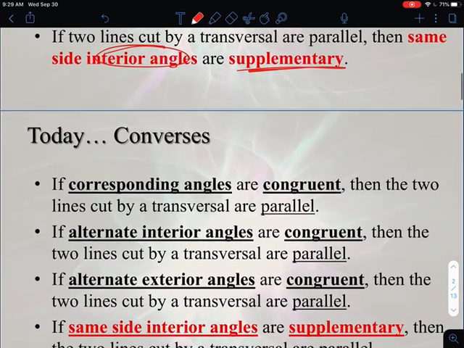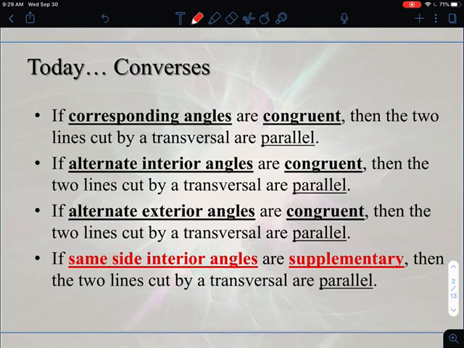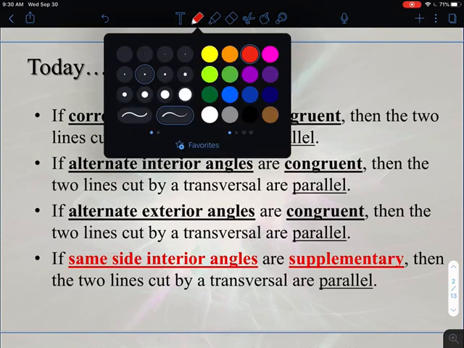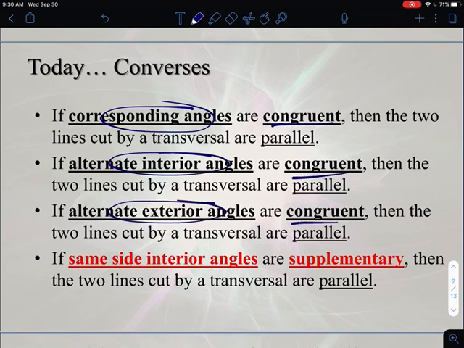Now today, we're going to reverse that. So we're going to talk about the converse statements. Today, we do not know if the lines are parallel to begin with. So I have to show that corresponding or alternate interior or alternate exterior angles are congruent. If I can do that, then I can say my lines are parallel.